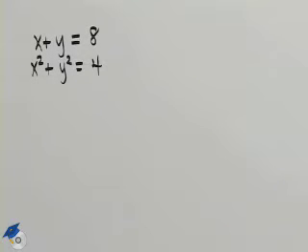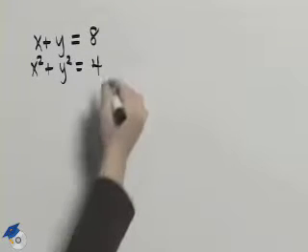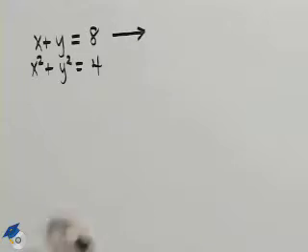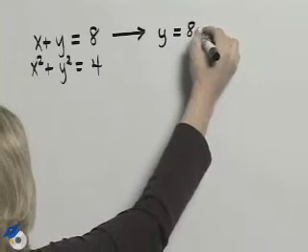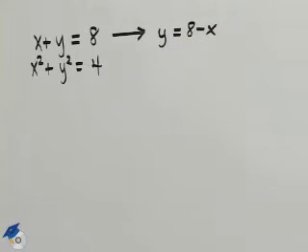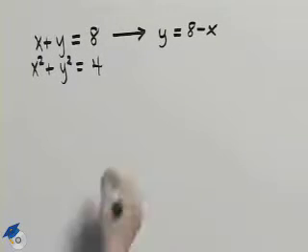To solve this system of equations, we will first solve this first equation for y. We can do so by just subtracting x from both sides. So y is equal to 8 minus x. I do that so that I can substitute for y in the second equation.